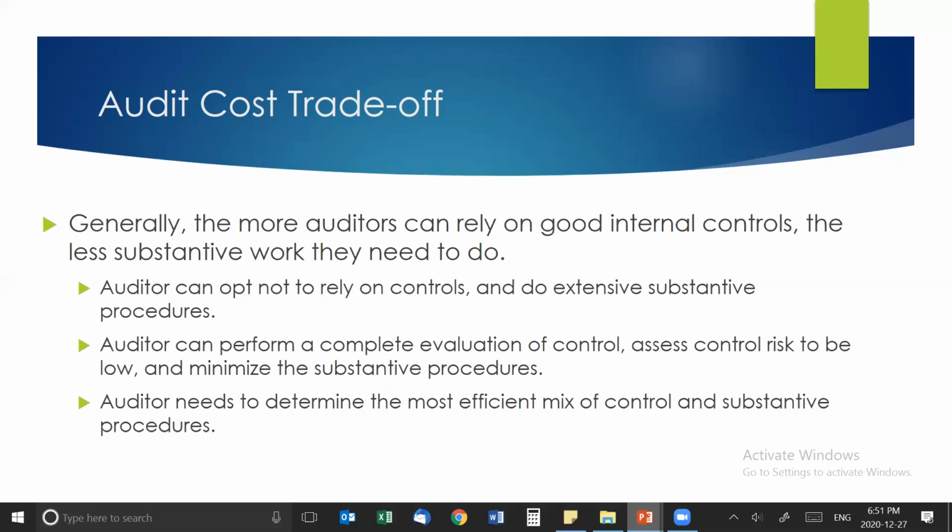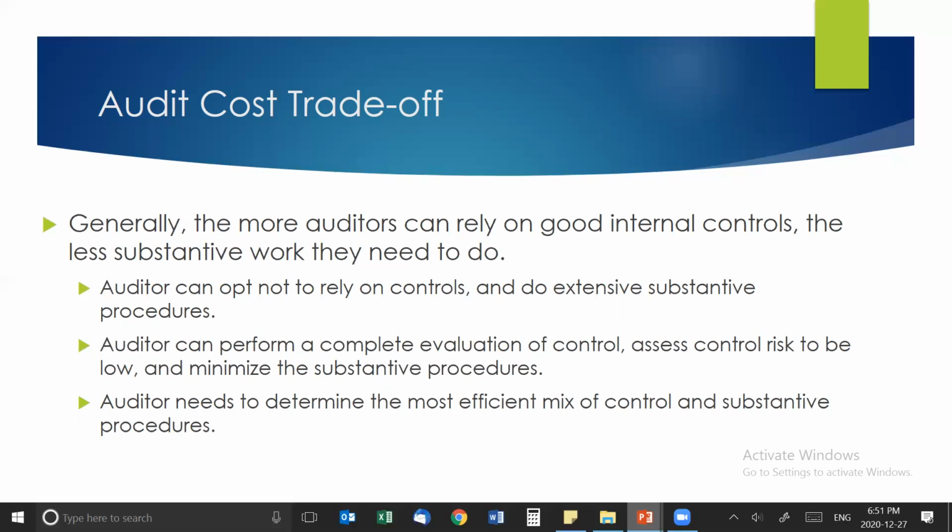So the more the auditors can rely on good controls, the less substantive work they need to do. This is what I was talking about earlier. There are two types of tests the auditors do to get sufficient evidence. Substantive testing, the auditor has to do no matter what. This is where they look at the year-end numbers and do audit procedures around whether those are fairly stated.